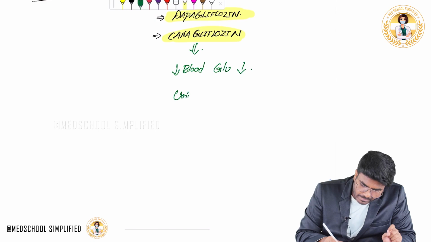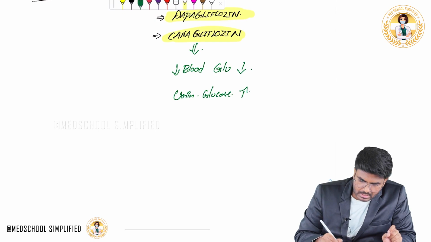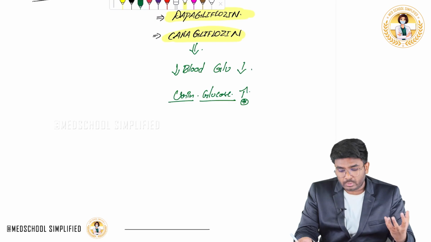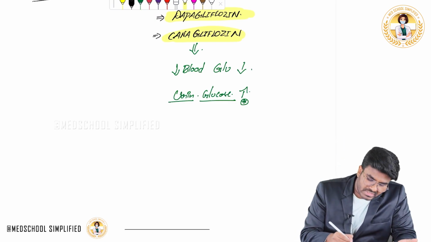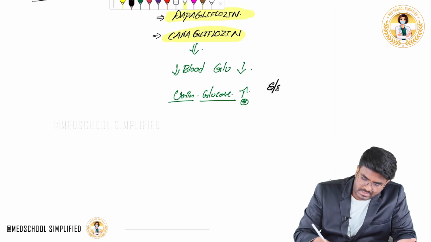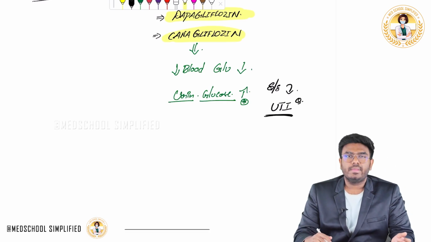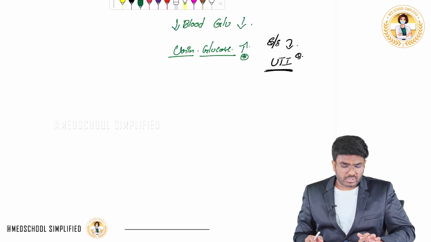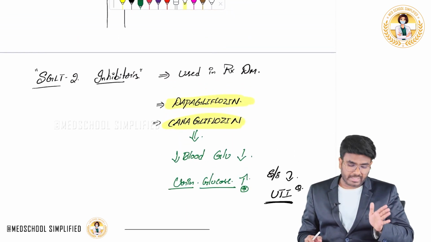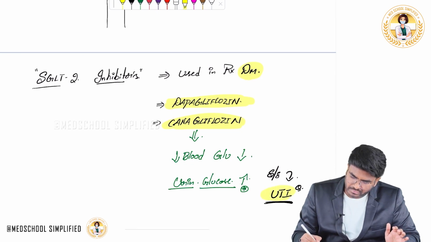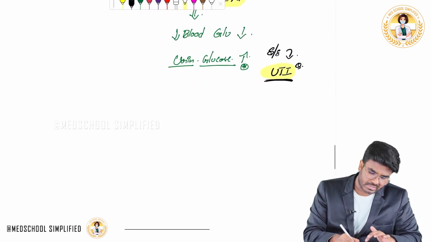Urinary glucose levels increase. So whenever there is more glucose present in the urine, microorganisms can use this glucose and grow. So the side effect of these drugs is going to be urinary tract infections, UTIs. So SGLT type 2 inhibitors are used in diabetes mellitus, but the side effect of them is going to be urinary tract infections.